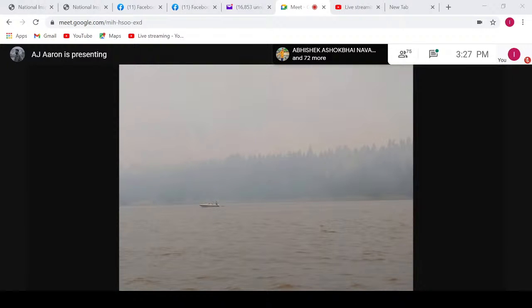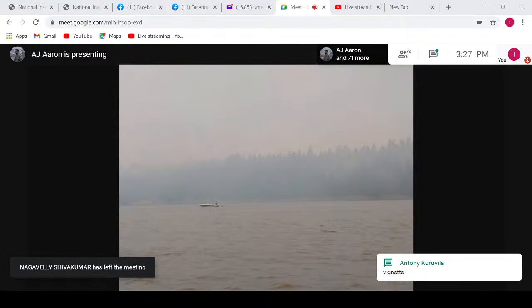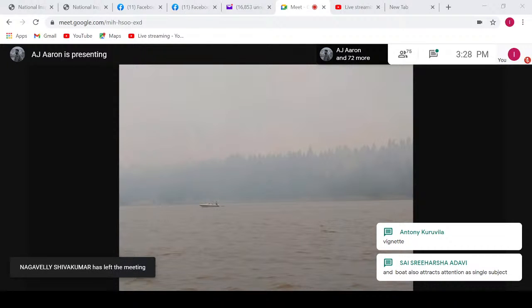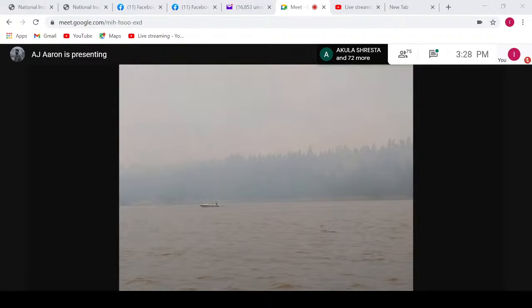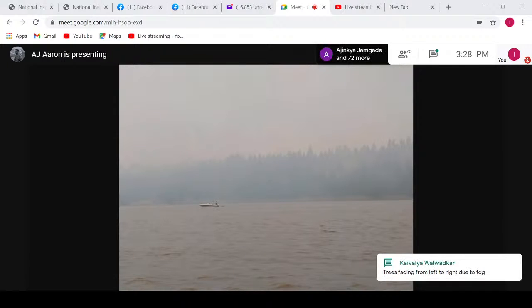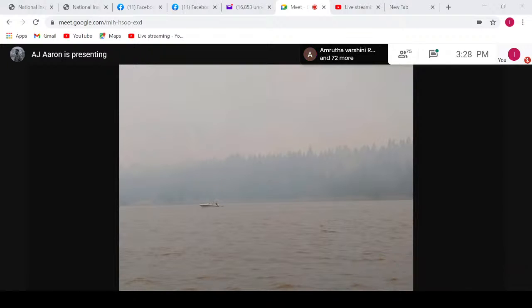It's fog, I guess. No, it's snow. Yeah, it's fog. It's not snow. Harsha says the boat in between made this photo interesting. Yes. Fog all around. Vignette. Boat also attracts attention as a single subject. Yes, that's true. Yeah, the fading away of trees. It's correct.